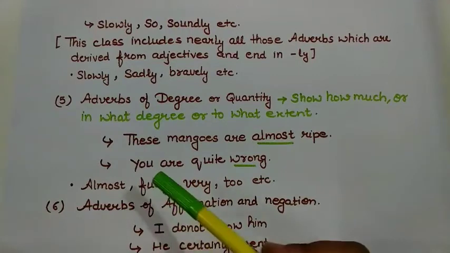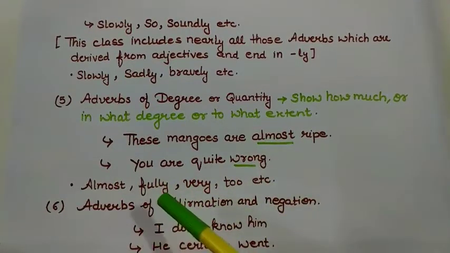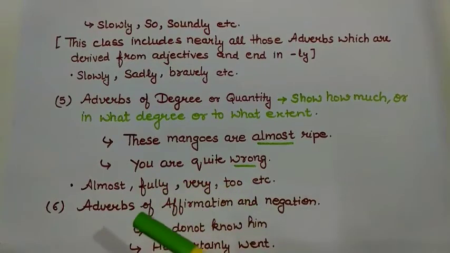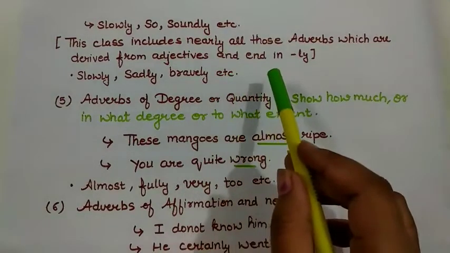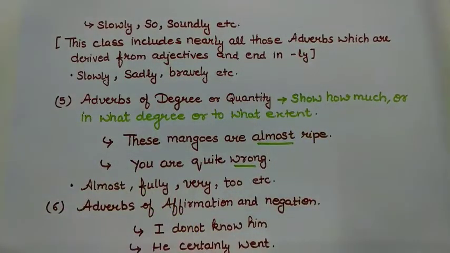Now, this class includes nearly all those adverbs which are derived from adjectives. Like you have seen the example hard, so we can make the word hardly, and they generally end in ly, like slowly, sadly, bravely, etc.